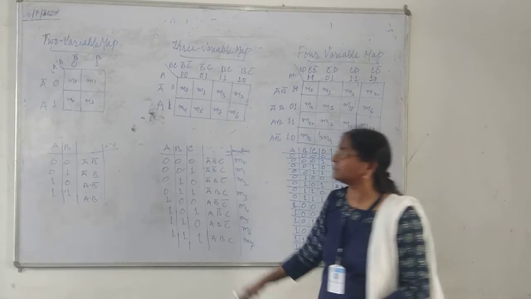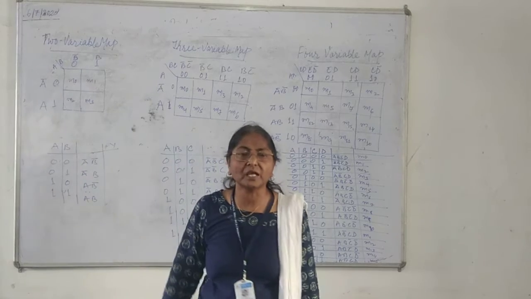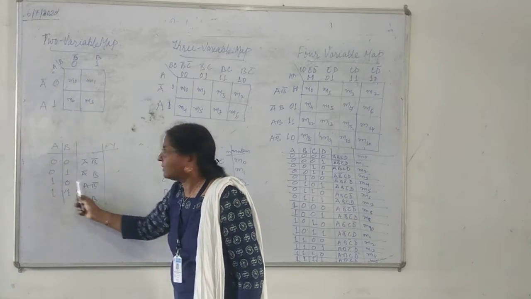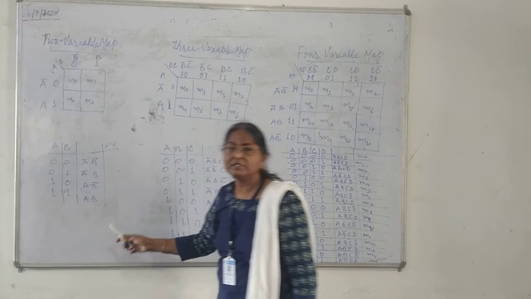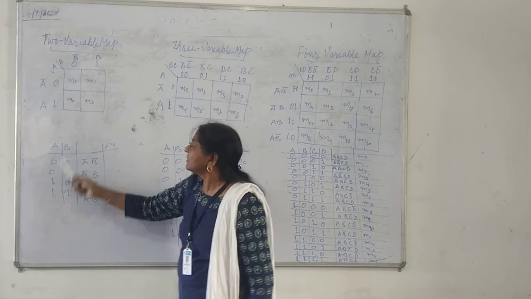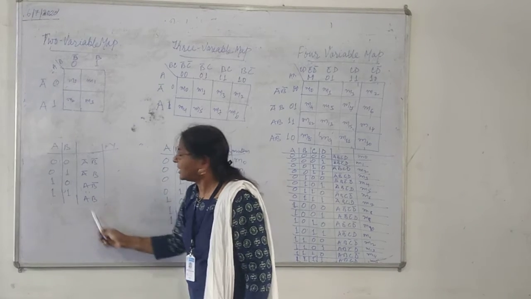In the tabular form, I have written AB, 2 variables. You can just say it is a 2 literal which I have used. For AB, the value may be either 0, 0, 0, 1, 1, 0, or 1, 1. When it is 0, 0, it is A bar B bar. This particular cell is A bar B bar. 0, 1 is A bar B. 1, 0 is A B bar. 1, 1 is AB.